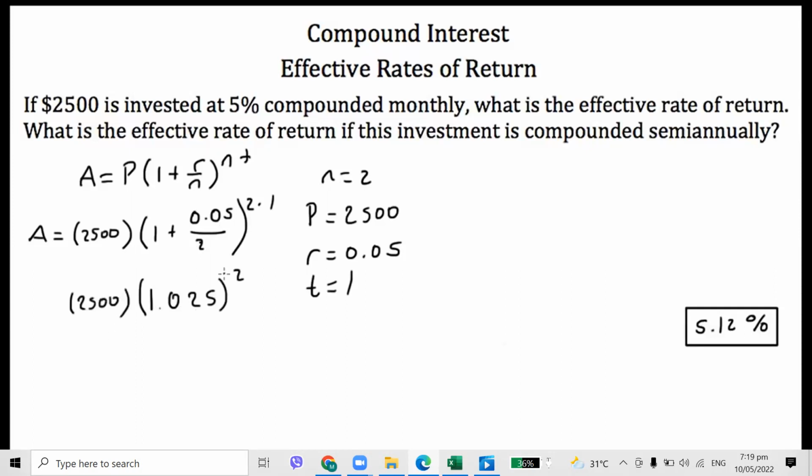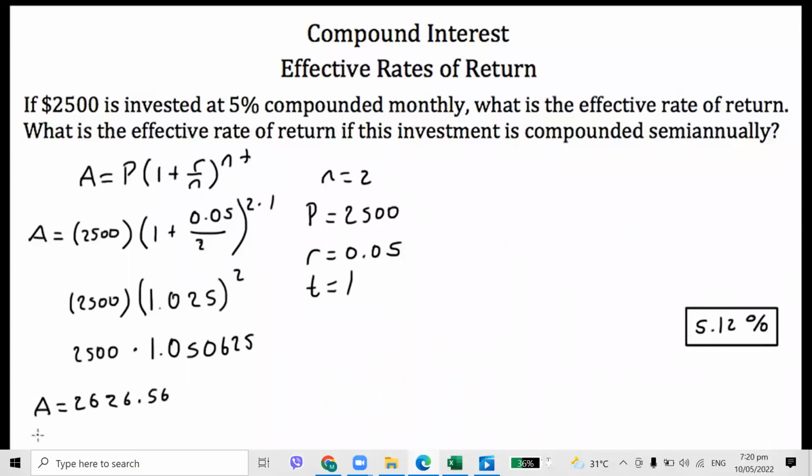1.025 squared is approximately 1.050625. Multiply that by 2,500. And our final amount is $2,626.56.